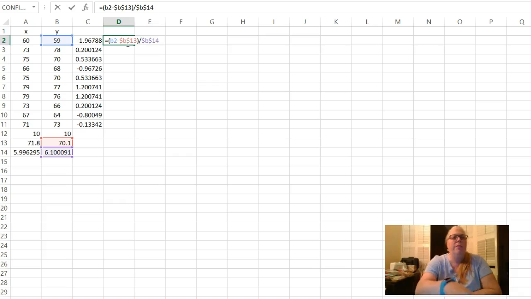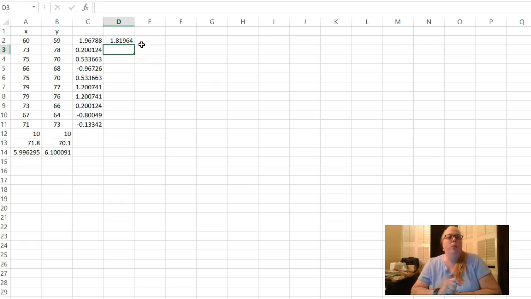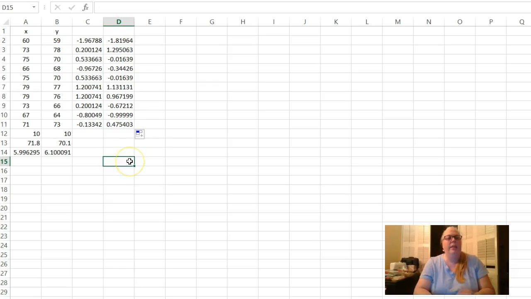And you see everything over here that's highlighted. That's what I'm using to calculate this particular cell. And this is what it gives me, negative 1.81964. All right, once again, I'm going to highlight this box, grab that little square, hold down the left click, and drag this straight down so that it covers all of my data. And then it populates all of my cells.